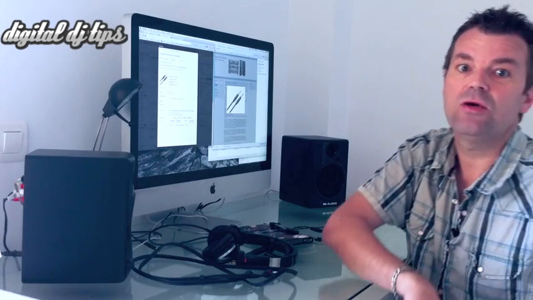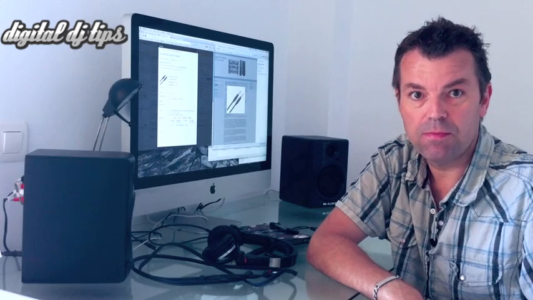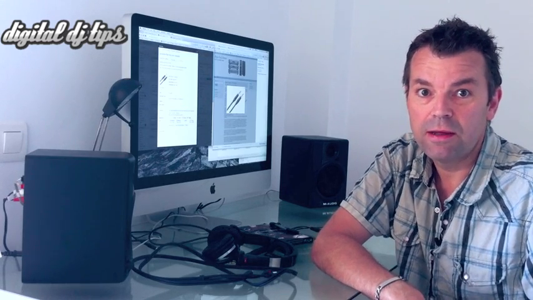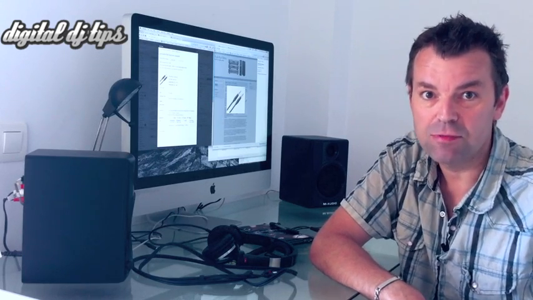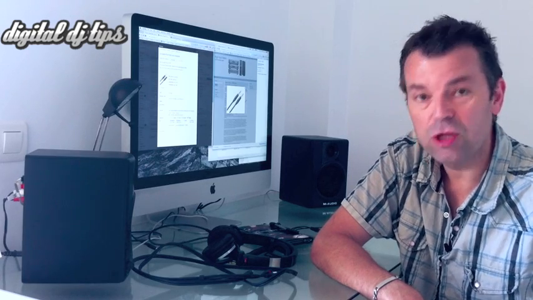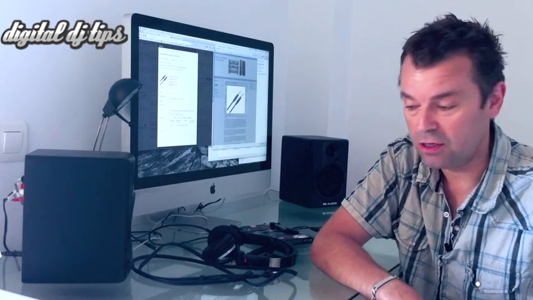So what I'd like to do is tell you what a splitter cable is, tell you some of the confusing points that people sometimes trip up on when they're trying to get their head around splitter cables, and then show you a couple of examples and explain how it works.